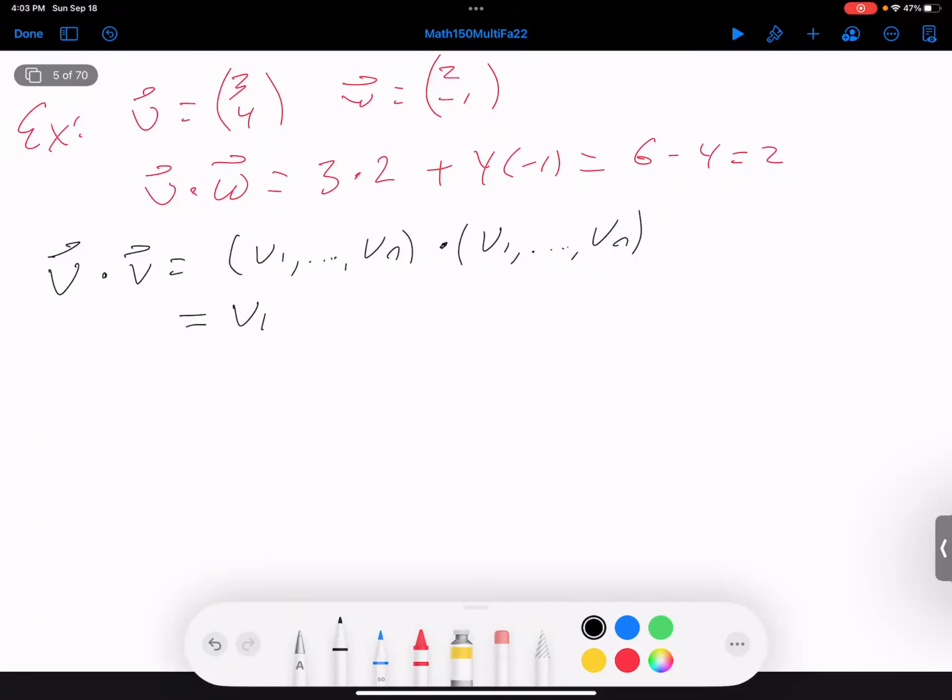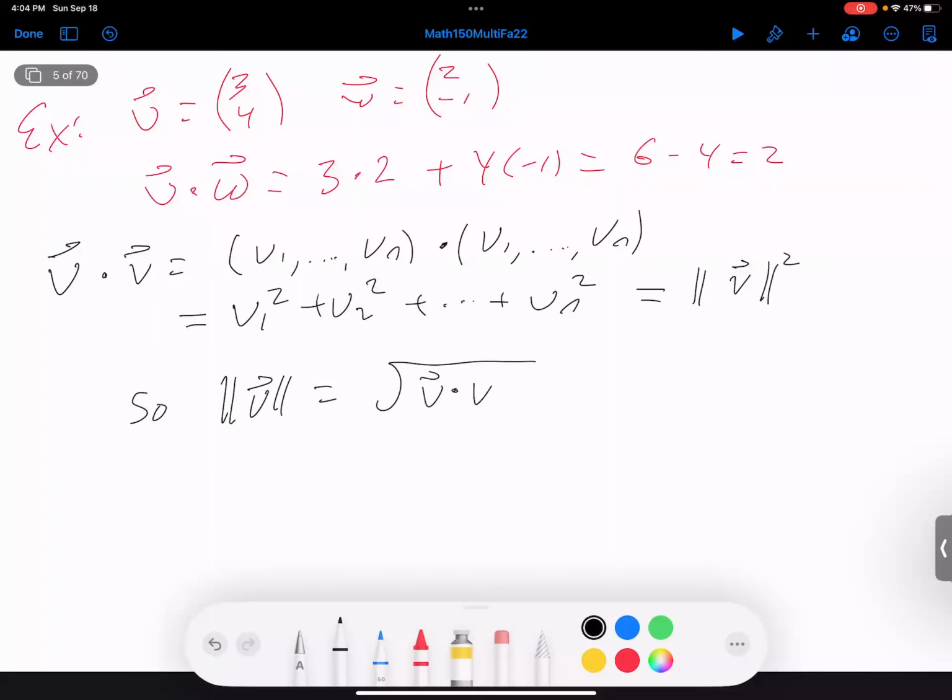V1 squared plus V2 squared, dot dot dot, plus Vn squared. So what goes between the V1 squared and V2 squared? Wait, we've seen this expression before. What is this expression? It's not the square root, but the square of what? The length of V squared. So the length of V is the square root of V dot V. So this is one use of the dot product: it allows us to calculate lengths. We will see later there's a big theorem.